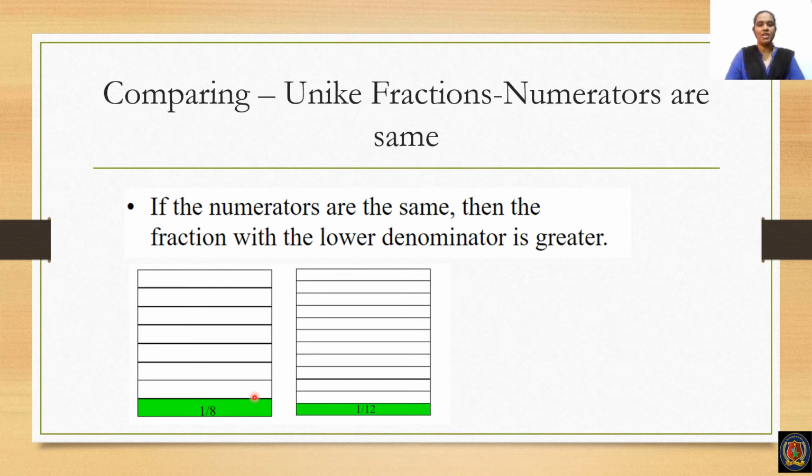In this, one part is shaded, which is 1 by 8. In this whole, one part is shaded out of 12, so the fraction is 1 by 12. The numerators are the same. So in that case, the fraction with the lesser denominator is of greater value, which means 1 by 8. 8 is lesser than 12. The fraction 1 by 8 is greater. So this is how we compare unlike fractions when the numerators are the same. 1 by 8 is greater than 1 by 12.